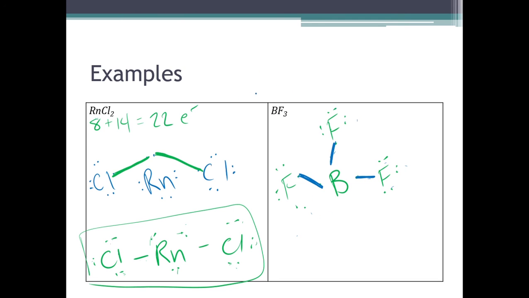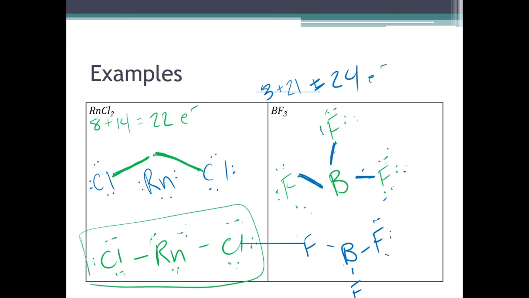So then our last thing to make sure of is that we've used the correct number of electrons. So boron gave us 3, plus each fluorine has 7, so that's 21 electrons from fluorine, which gives us a total of 24 electrons. And we have used 2, 4, 6, 8, 10, 12, 14, 16, 18, 20, 22, 24 electrons. So our final structure is boron bonded to our 3 fluorine atoms, each with their full octet.